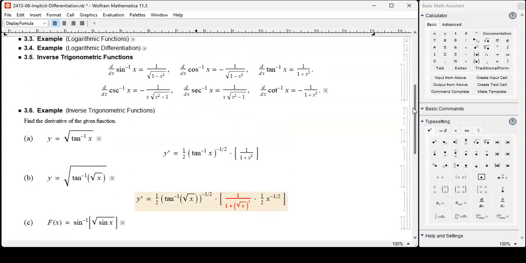Okay, how about the third problem? It's gonna be even worse. We have inverse sine function, and inside we have square root and another function inside. Again, you have to use the chain rule twice. Good luck. I'll leave that to you.